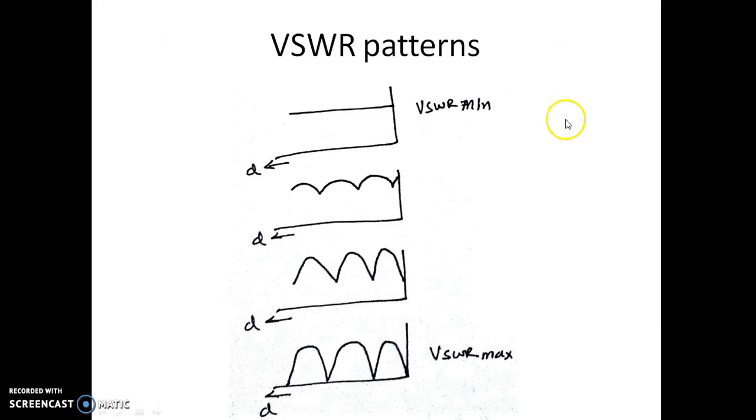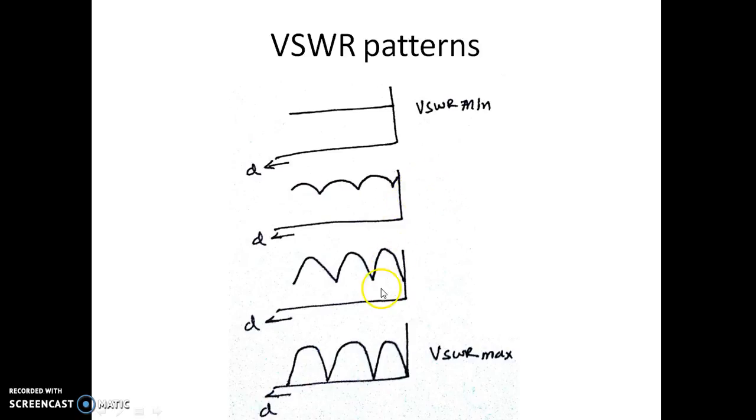So this is a VSWR pattern for a perfectly matched load, where we don't have any reflected signal. So it will end up with a straight line, that is, the VSWR pattern will be a straight one. Suppose there is a slight mismatch. Now you can see the VSWR minimum is not totally becoming zero. So the cancellation is there, but it is not totally zero.